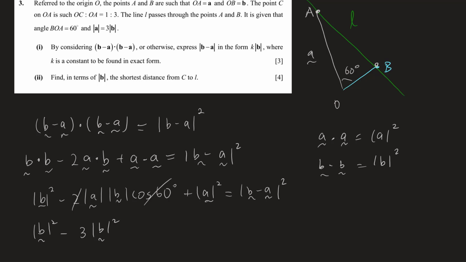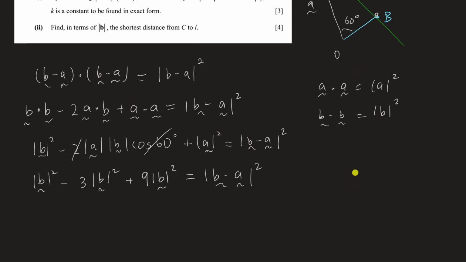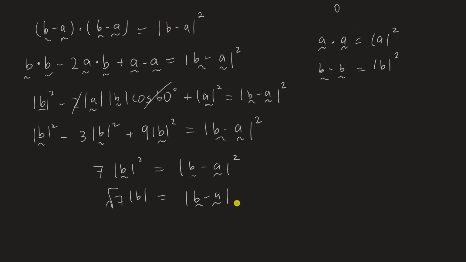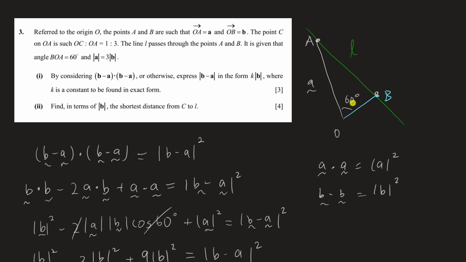And then we have mod A square. Since mod A is 3 mod B, mod A whole square will be 9 mod B whole square. How many do we have on the left hand side? 9 plus 1, 10, minus 3, 7 mod B square is equal to mod B minus A whole square. If we want to find out what mod B minus A is, it is simply root 7 mod B. And there we have it, the first part. Nothing very special. You don't even have to refer to the diagram other than maybe use this 60 degrees. We can just do it without even drawing this.